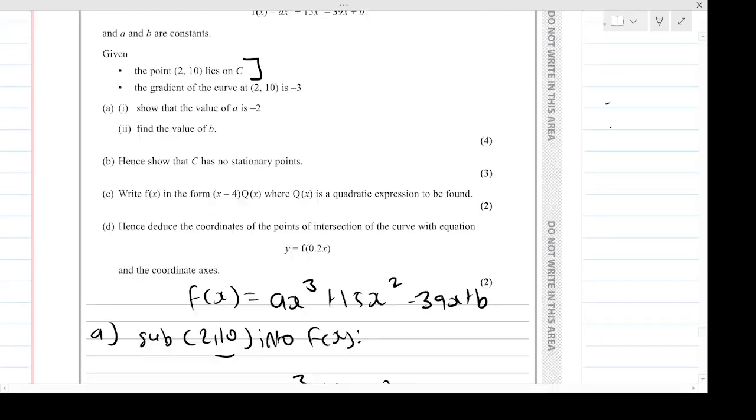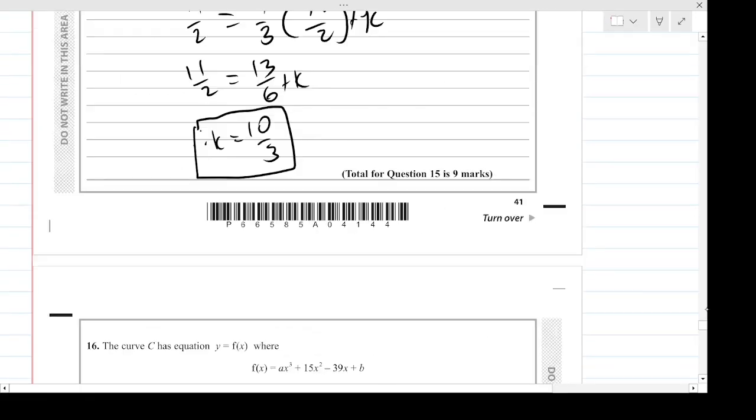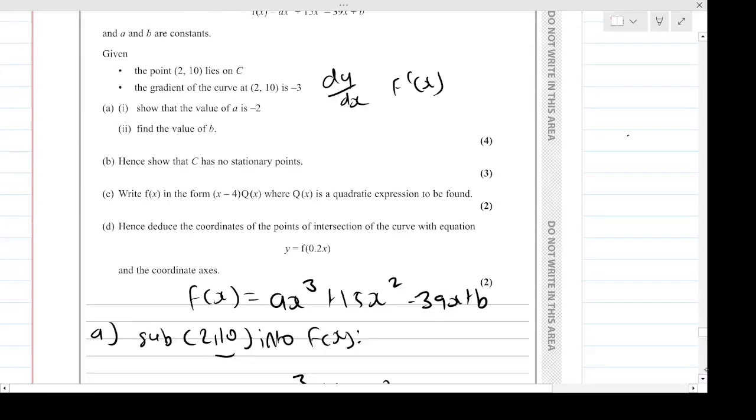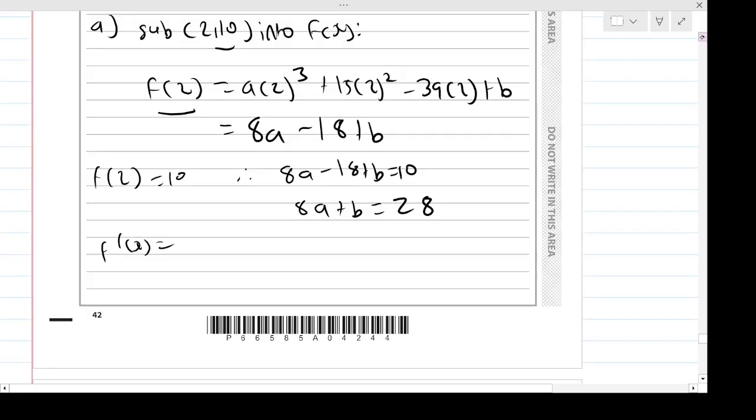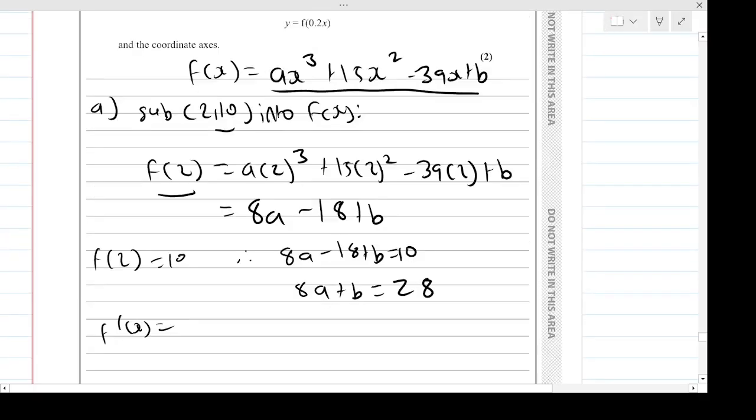But I'm also told that the gradient at that point is minus 3. Well, gradient, how do I deal with that? Anything to do with gradients really is dy dx or f dash of x. It's the same thing, it's the gradient function. So I'm going to need to differentiate. f dash of x then. Again, remember f of x is ax cubed plus 15x squared minus 39x plus b.